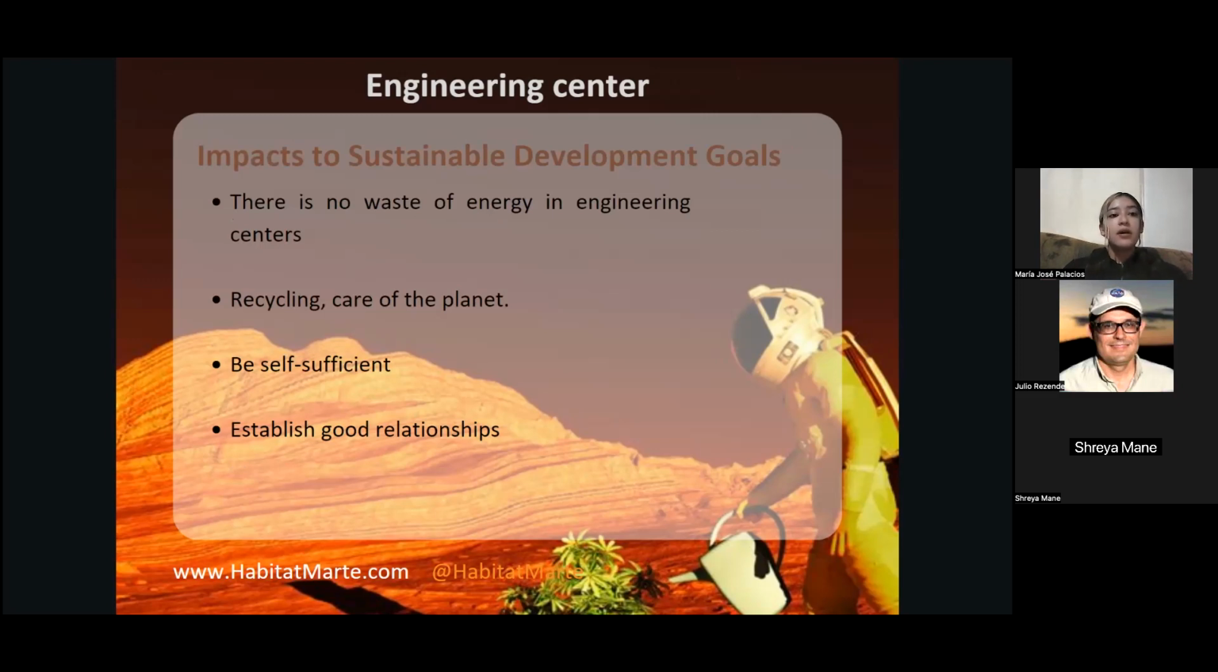And now we have the impact to the sustainable development goals, SDG. There is no waste of energy in the engineering center, recycling, care of the planet, being self-sufficient another time, and establishing good relationships again.